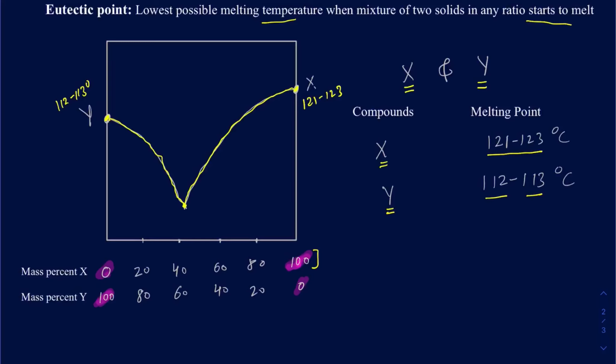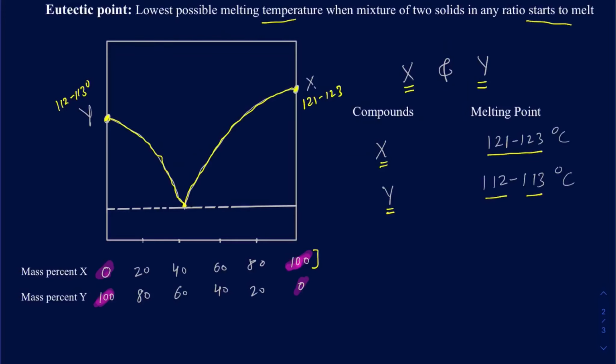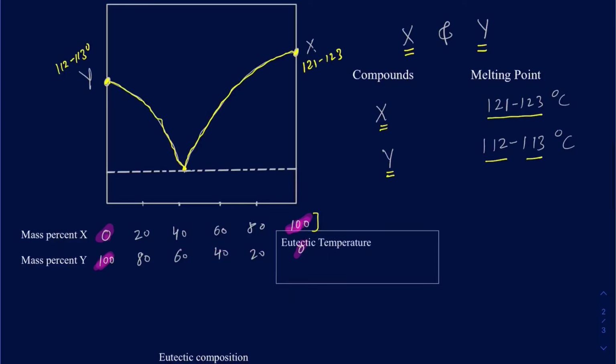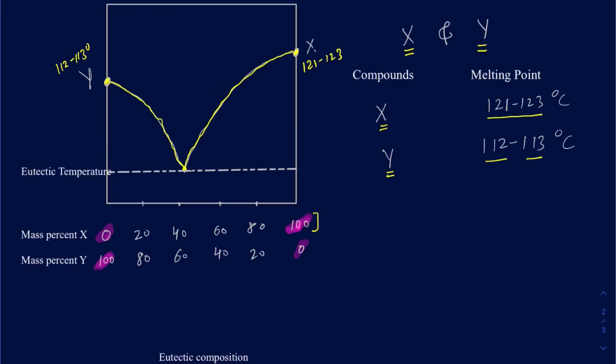Wherever they meet is going to be your lowest temperature. At this lowest temperature, both those solids start melting, and that's called the eutectic temperature. Whatever composition you have at this particular point is going to be your eutectic composition. This right there is roughly 40 to 60. Not exactly 40 to 60, but for the sake of calculation, I could take that as 41%, and then this would be 59% as your eutectic composition.